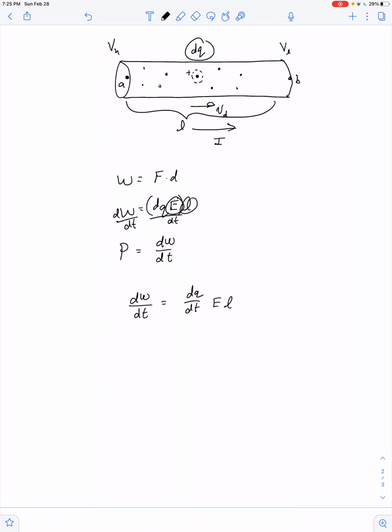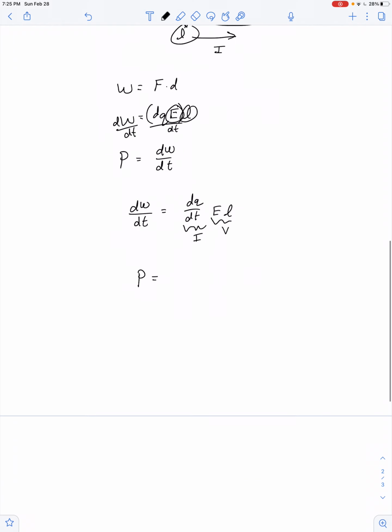But wait a minute, E times L, if I multiply the electric field inside of the wire times the length of the wire, that's just the potential difference across the wire. This is just the voltage. And clearly dQ/dt is current. Oh, so there we have it. Power in an electrical conductor is nothing more than the product of the current and the voltage.